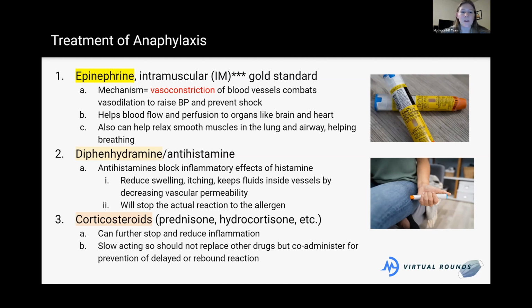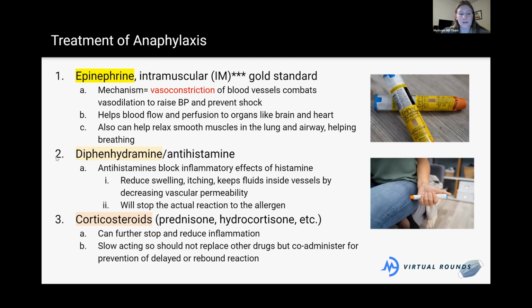And the mechanism for this is that it's going to help combat that vasodilation that happens from all of that histamine release. And it's going to help vasoconstrict your blood vessels back to their normal size. So instead of having them be really, really big and gaping open, it's going to help increase the tone of the blood vessels and bring them back to a normal size so that you have better blood pressure. So that's going to help blood flow and perfusion to your organs, like your brain and your heart and the rest of your organs in your body. And it can also, as a secondary effect, help relax the smooth muscles in your lungs and in your airway to help with your breathing symptoms.